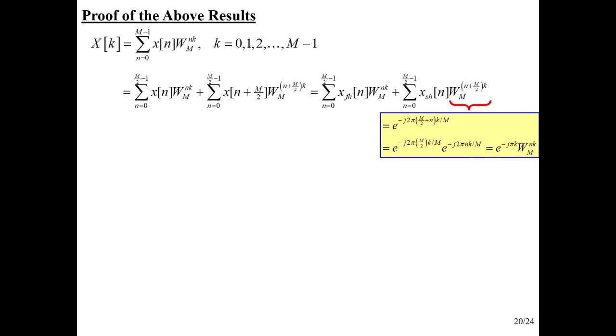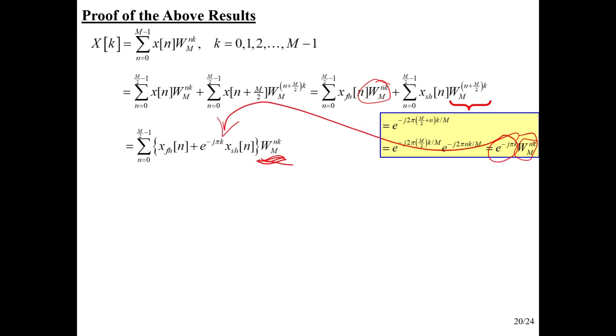And then I've just used, again, properties of exponentials. The m's cancel, the 2's cancel, and so I get an integer multiple of pi there. And then I get this left behind. That's just w sub m to the nk. Okay, so now I can substitute that in. This and this can get pulled out, and it leaves this thing behind inside there. So that's how I get to that form.